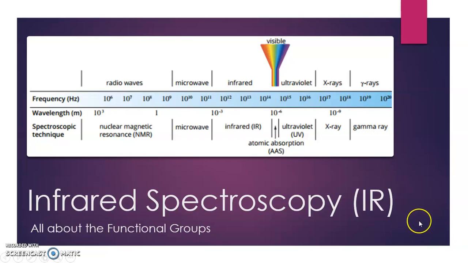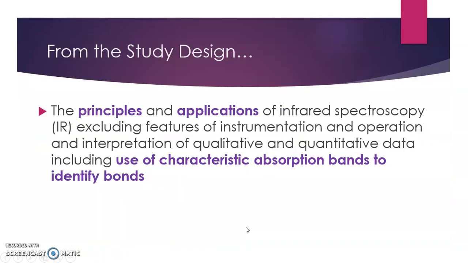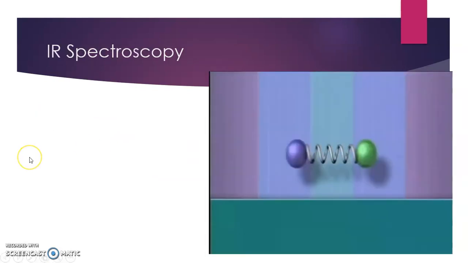BC Chemistry, Unit 4, Infrared Spectroscopy. So in this session, we'll talk about how we use the infrared section of the electromagnetic spectrum to analyze mostly functional groups. The study design requires us to know how infrared radiation interacts with the bonds of the molecule, and then how we use that to identify the functional groups that exist in the molecule using the characteristic absorption bands.